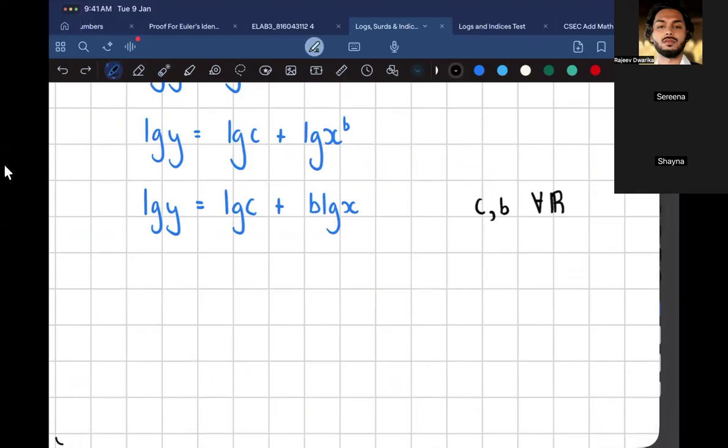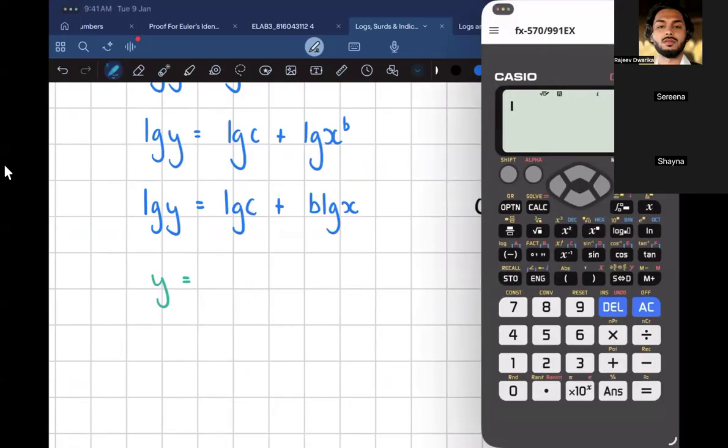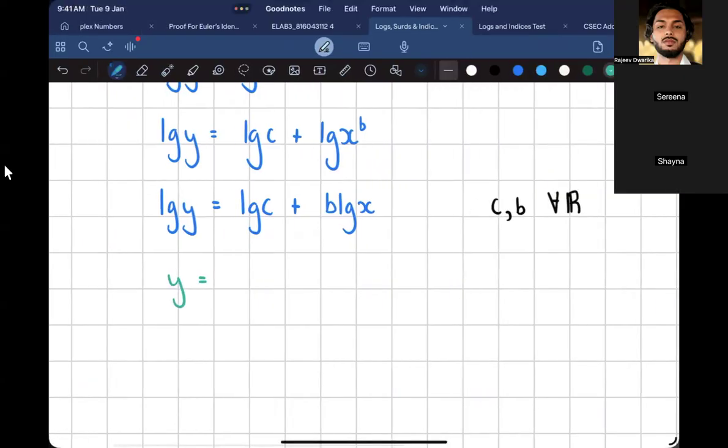So we need to write it in the final form now, Sheena. What's the equation of a line again? Y equals mx plus c. What are the variables in this particular equation?